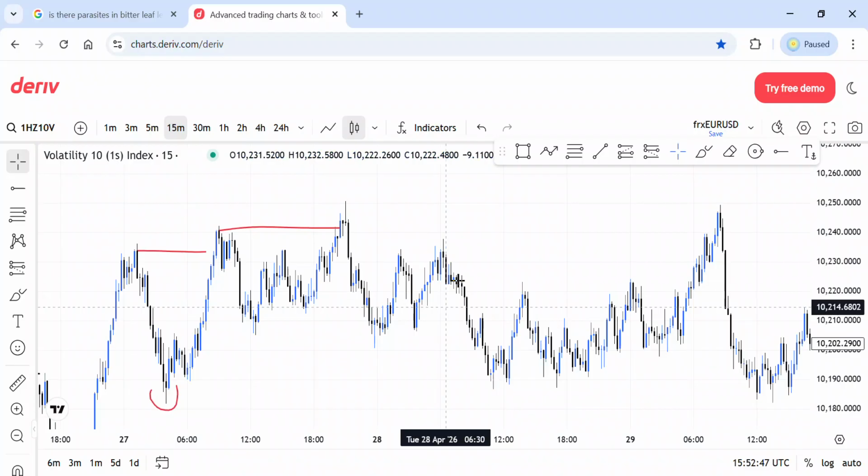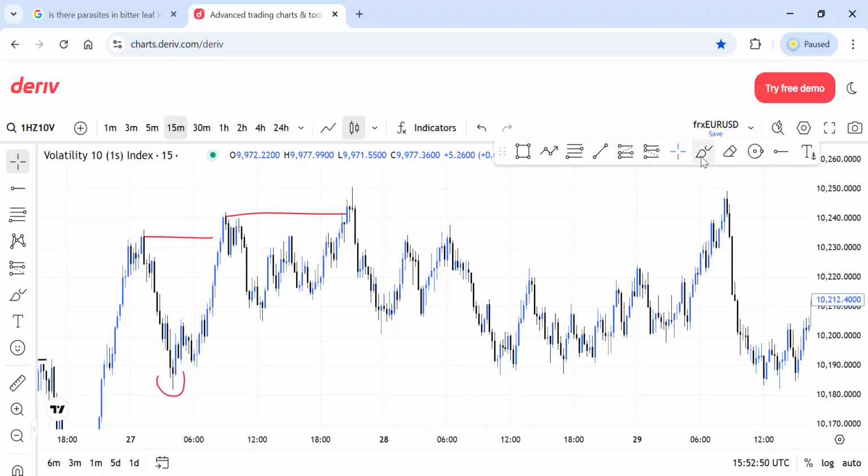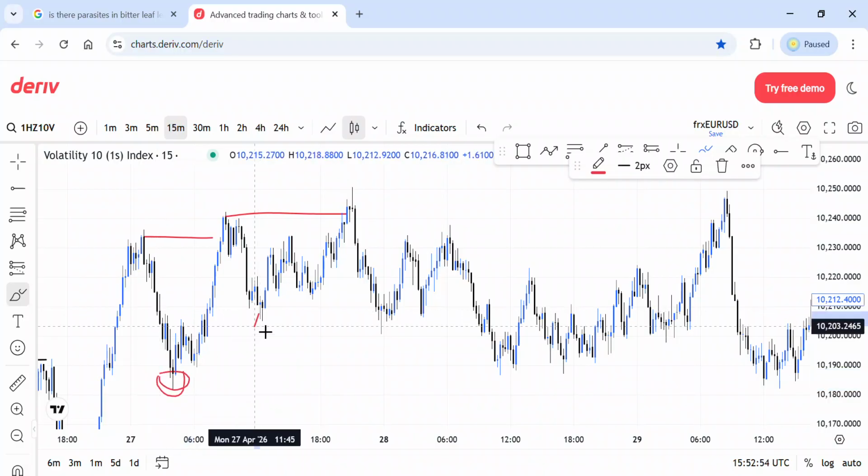So as you can see, we had this whereby this low has been nullified. So we had this low now. This is our protected low on this 15-minute time frame. So what happened? You can see market shifting from it.